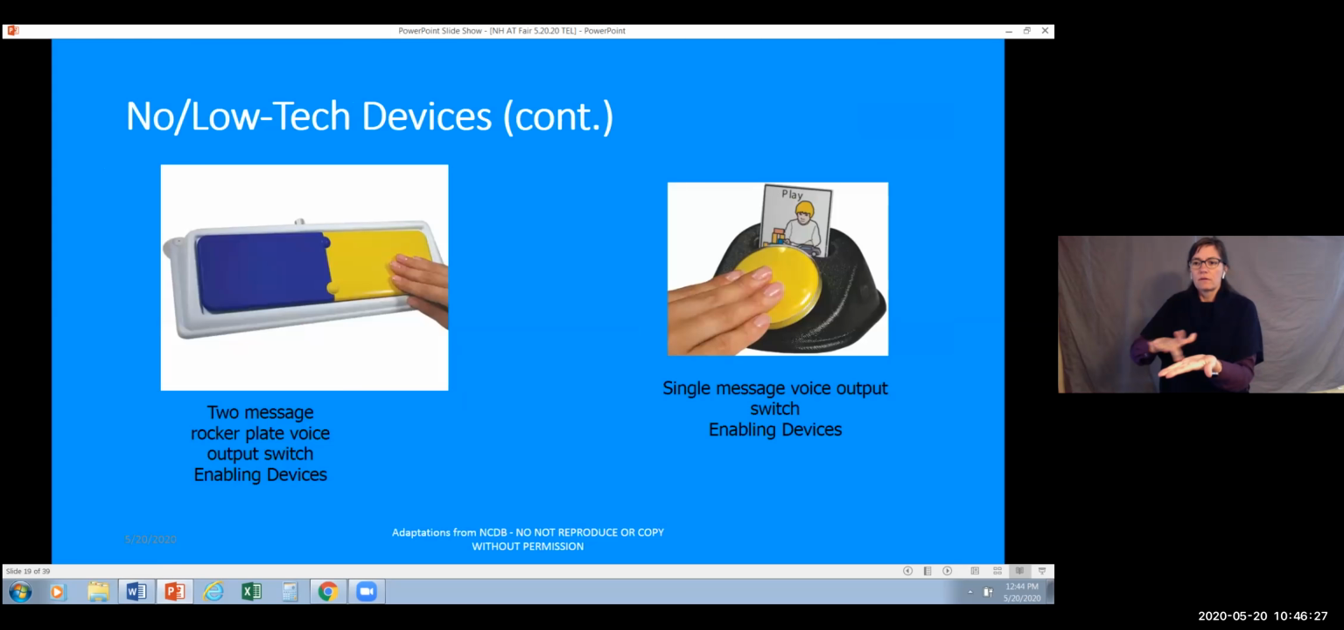Again, some other low-tech devices here. This is a rocker plate switch on the left. But if we think about some of our students, if I had a student who had minimal vision, I may use a texture on one of these sides on this rocker plate switch to give them the ability to discriminate either pressing the right or the left side. And you could do the same thing with the switch on the right.